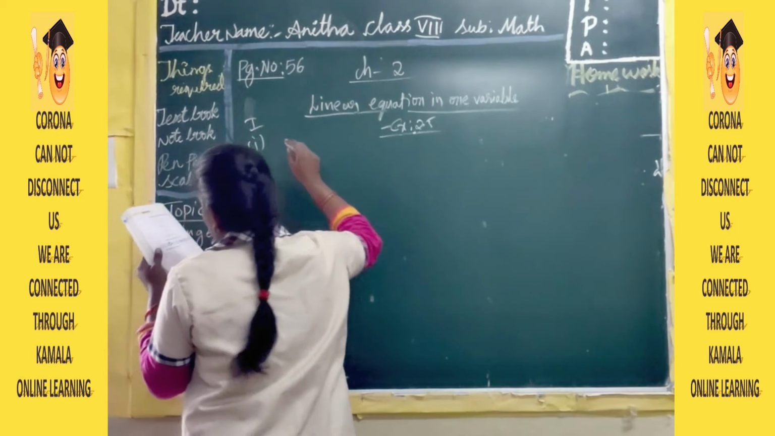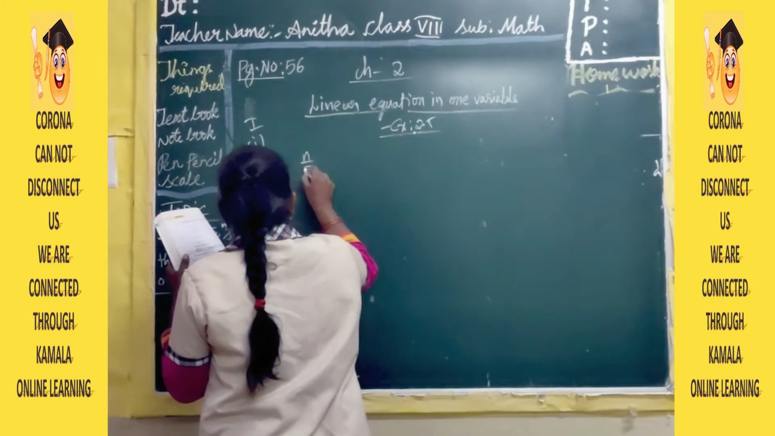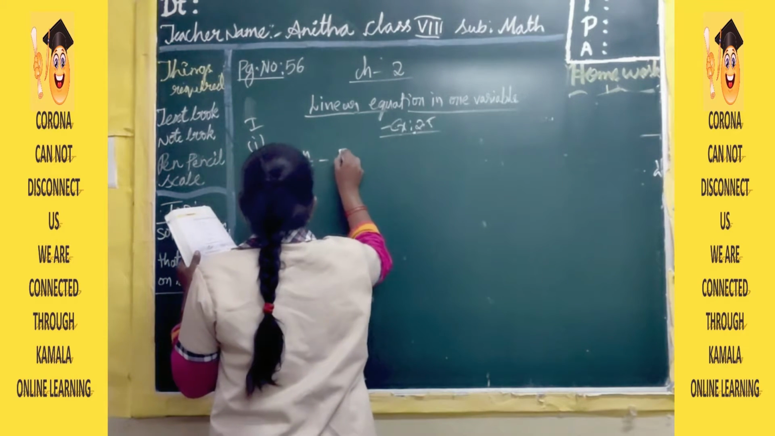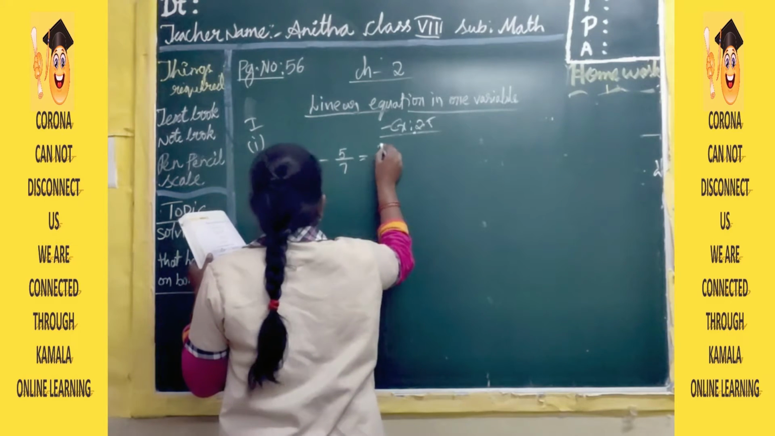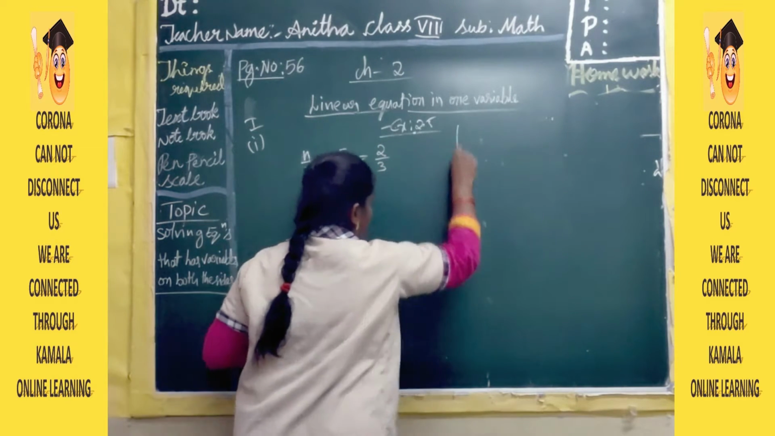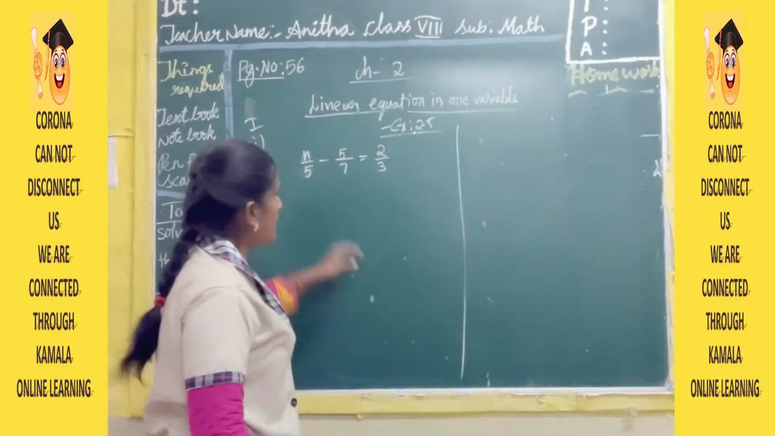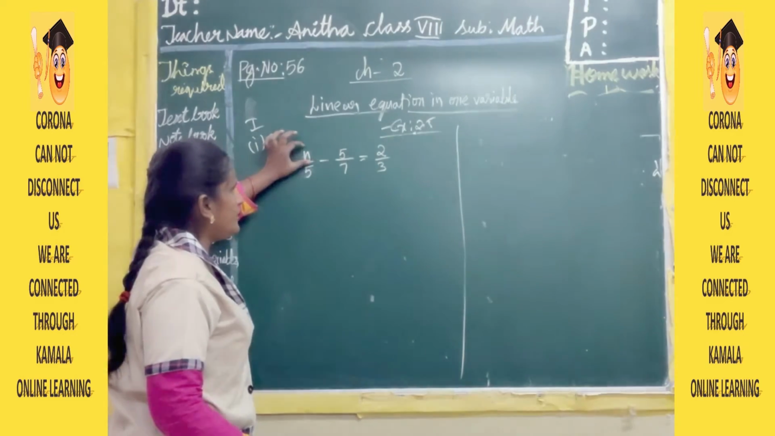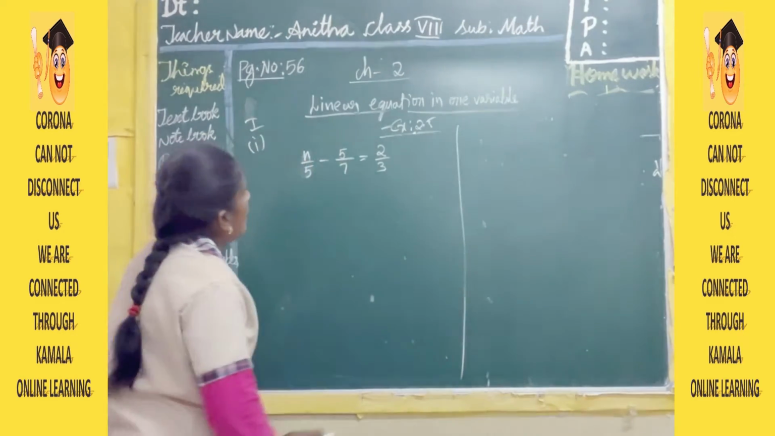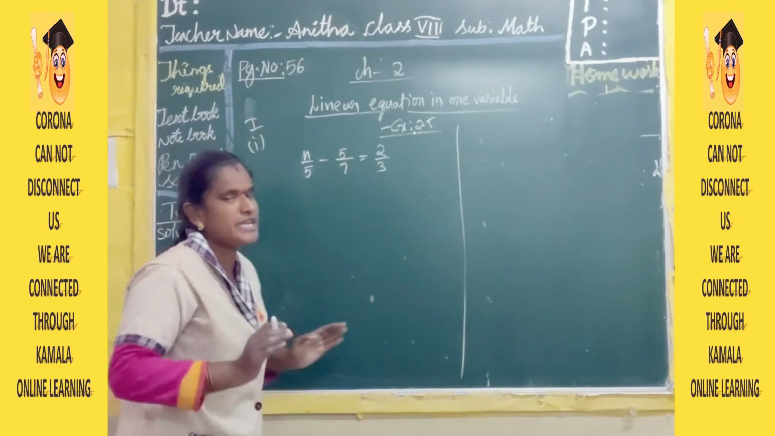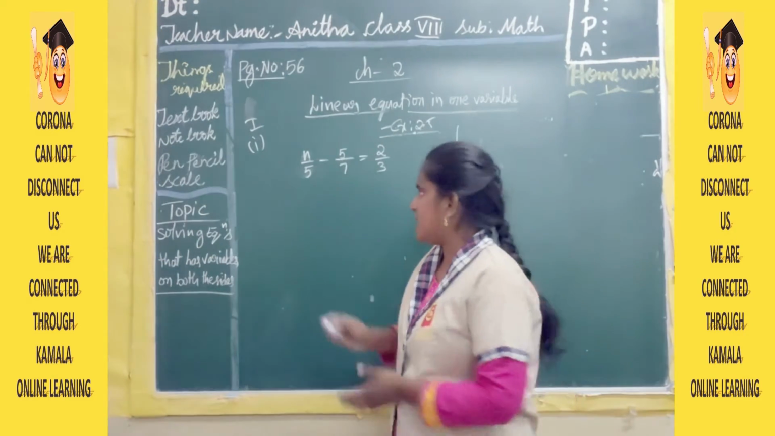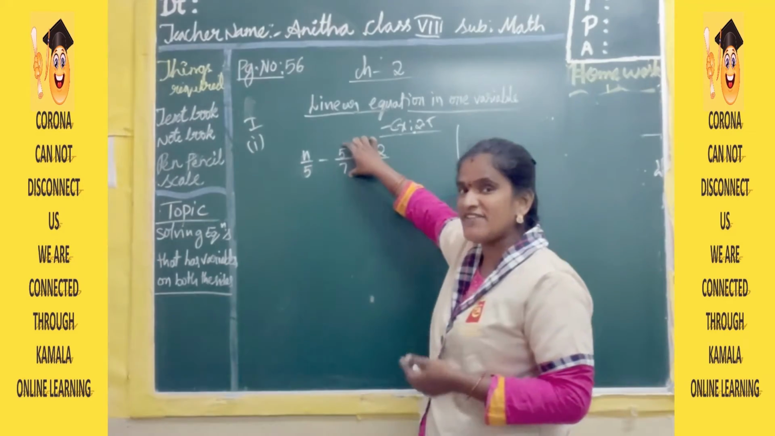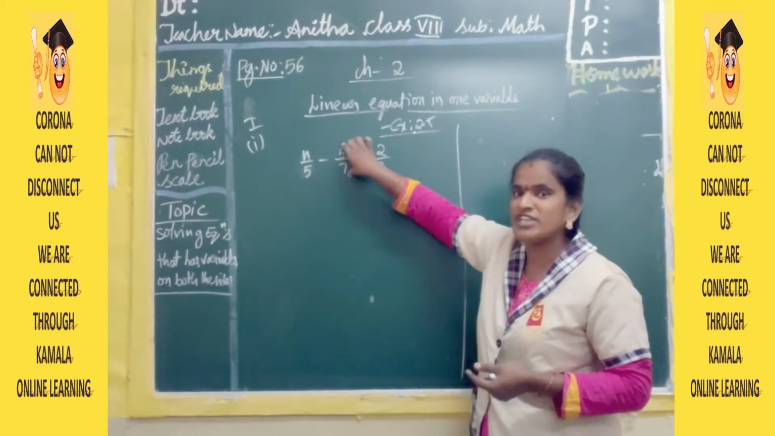In the first one, n by 5 minus 5 by 7 is equal to 2 by 3 is given. Okay, children, in this, what do we need to calculate here? We need to calculate the n value. How to do this problem, children? Simple, children. Here only a single variable is there. This is a constant, yes or no? Is it having any variable? No. It is not having any variable.